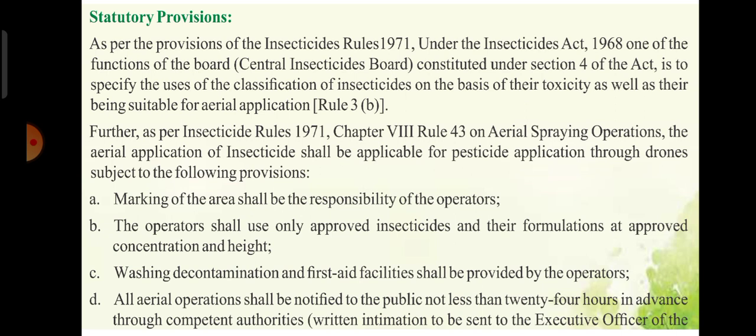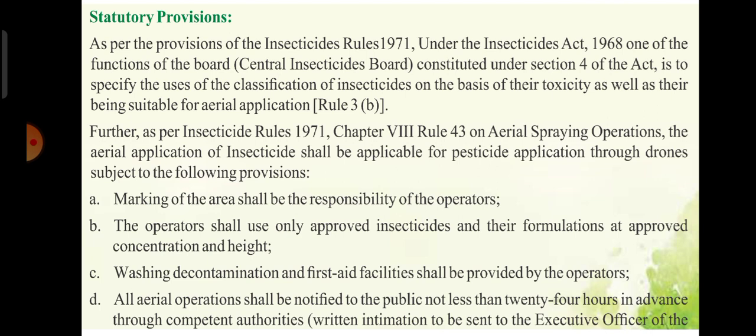Let us see the statutory provisions for application of these drones or the utility of insecticides in agriculture. As per the provisions of Insecticides Rule 1971, under Insecticides Act 1968, one of the functions of the board, that is Central Insecticide Board, constituted under Section 4 of the Act, is to specify the classification of insecticides on the basis of their toxicity as well as their being suitable for aerial application. That comes under Rule 3B.